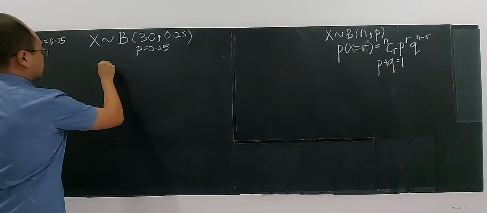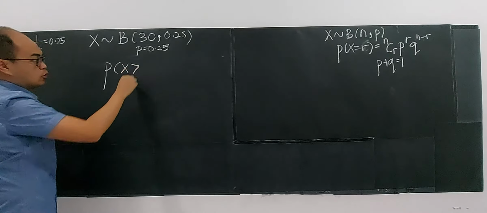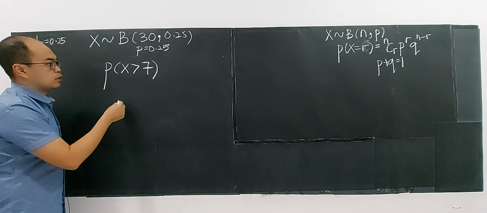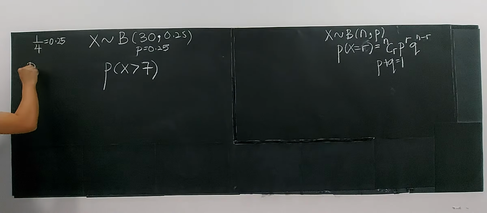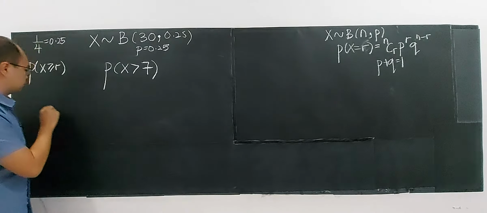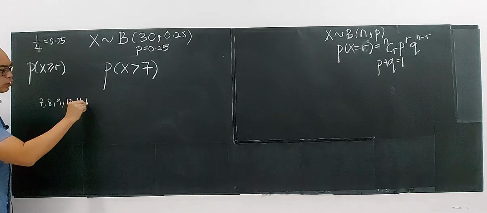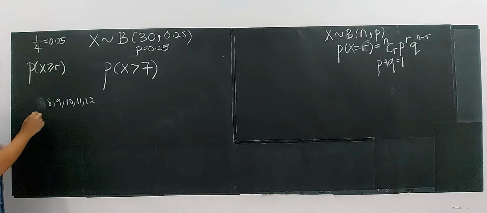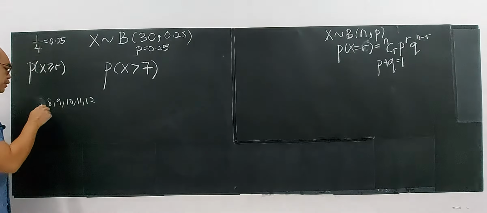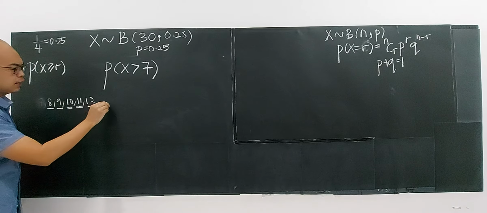So it means get more than 7 questions, where X is the number of correct answers. So X more than 7. But from the statistical table, you have to read in the format X at least r. If you say more than 7, it means 8, 9, 10, 11, 12, until 30. It cannot be 7, because it is more than 7.